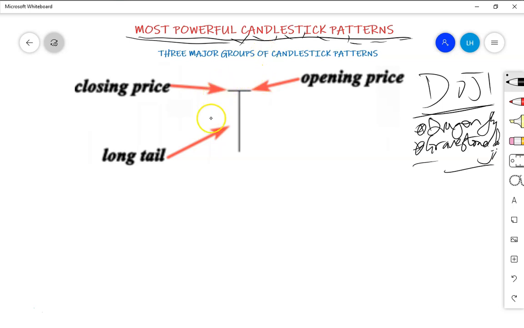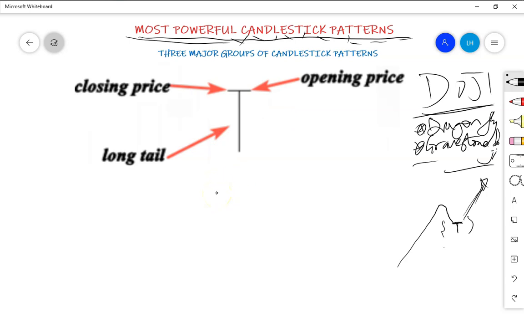And what's a useful dragonfly? A useful dragonfly is one that occurs at a support area. We expect it to be seen around the support area, and it must be a support of a long-term uptrend that corrected shortly. So if we have a doji around this area, we will be in a good position to take a long trade. That's how you are going to use a doji, and specifically what's called a dragonfly doji.